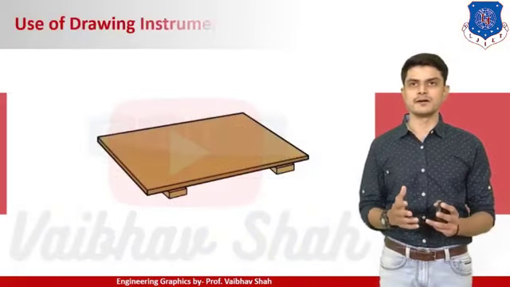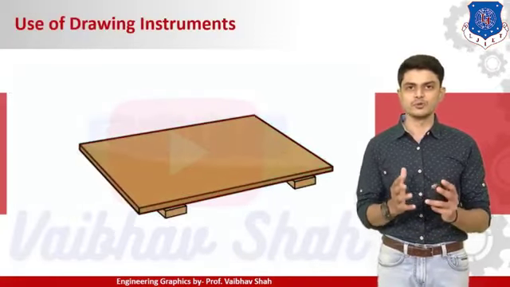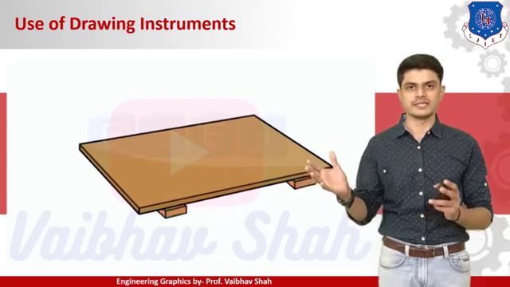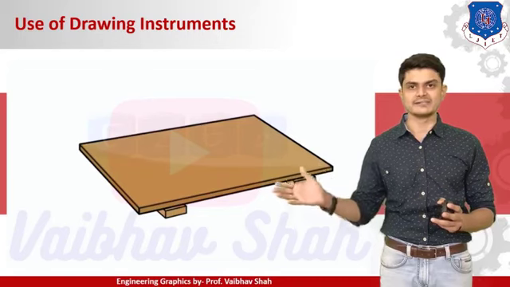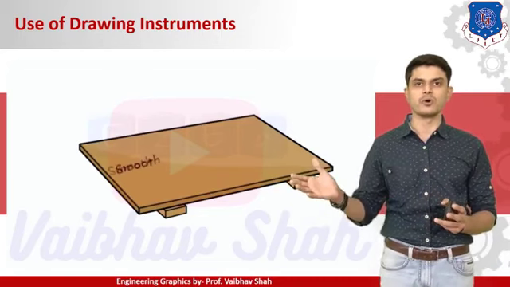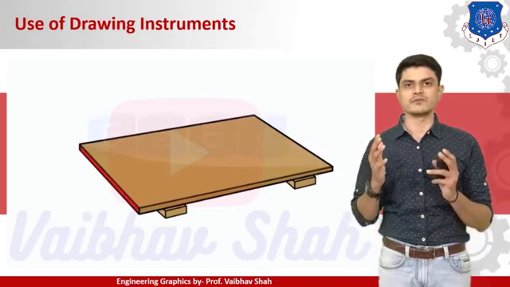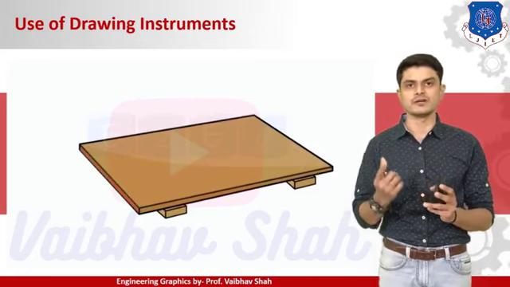Now let us see the use of drawing instruments. So how to use these drawing instruments? So let us start with the drawing board. So the drawing board usually comes in a thickness of 25 mm with buttons at the bottom to fix it onto any of the places. The surface is smooth. It is made of white pine wood. It is a soft material.